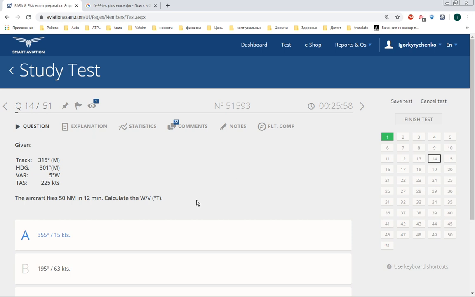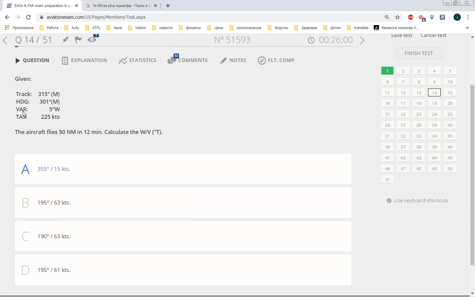Here is the number, and in this question we are given track, which is magnetic, heading, which is magnetic too, variation, true airspeed, and ground speed. We must calculate ground speed, and in the end we need to calculate wind velocity and give the answer in true. Okay, let's do it.